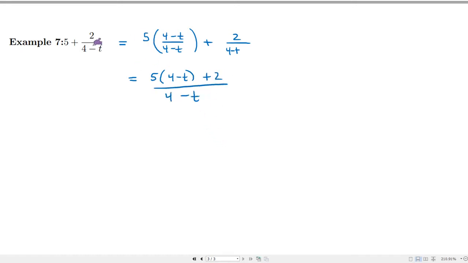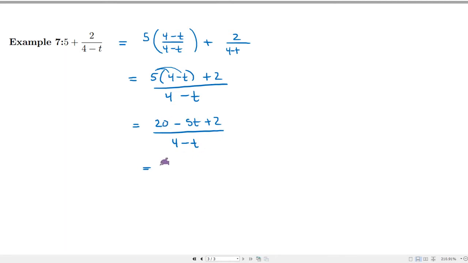Okay, if you're just given a constant like this, you can make the denominator appear, right? Just like we were doing before. We were making the missing factors appear, but you can turn it into a fraction by multiplying by 1 in a clever way. And that was the clever way. So we have 20, right, distributing the 5 now, minus 5t plus 2 over 4 minus t.